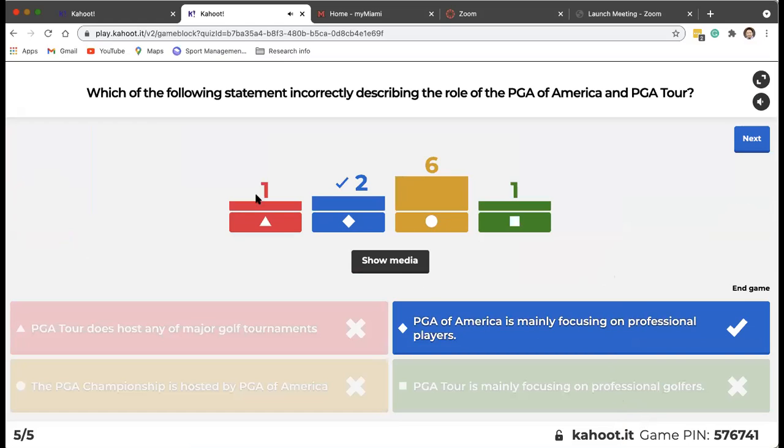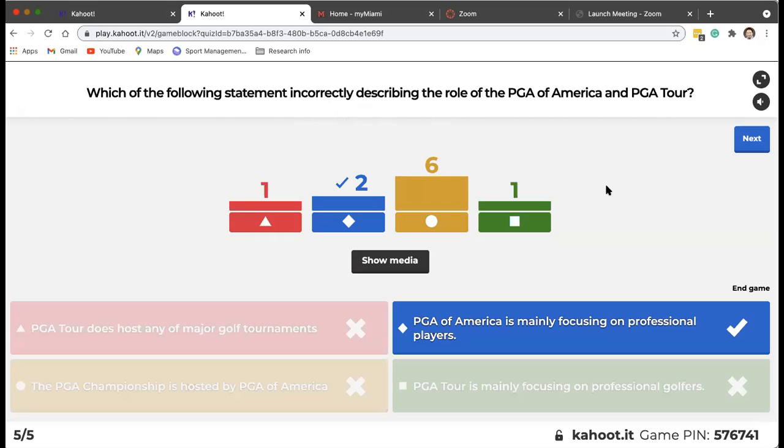All the students finished the answers. "The PGA Americas is primarily focused on professional players" is incorrect, right? Because the PGA Tour is primarily focused on professional golf, and this question asks you to find the incorrect statements. 2 students answered that correctly. We're going to spend a little bit more time talking about the role of each sports organization later.